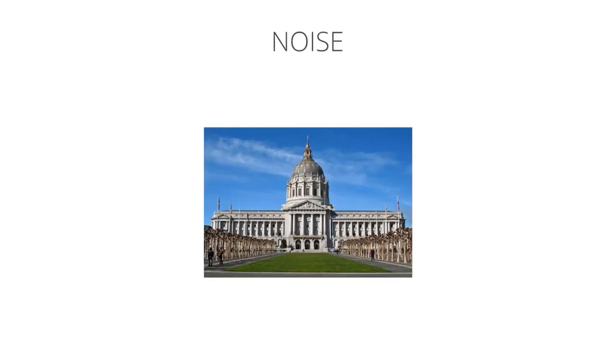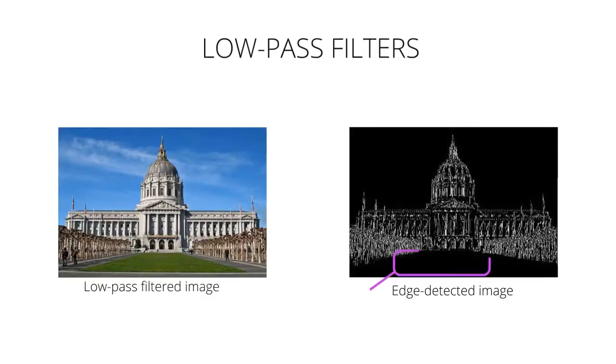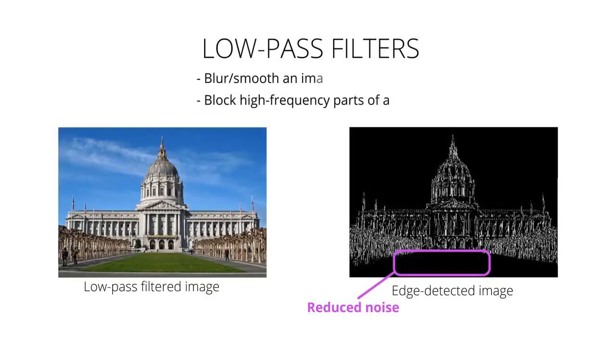Earlier, you saw an example of noise in an image of San Francisco City Hall. This noise is generally seen as speckles or discoloration in an image, and it doesn't contain any useful information. It might even mess with processing steps, such as in edge detection, when high-pass filters can amplify noise if it's not removed first. The most common way to remove noise is by using a low-pass filter. These filters block certain high-frequency content and effectively blur or smooth the appearance of an image. And this reduces high-frequency noise.